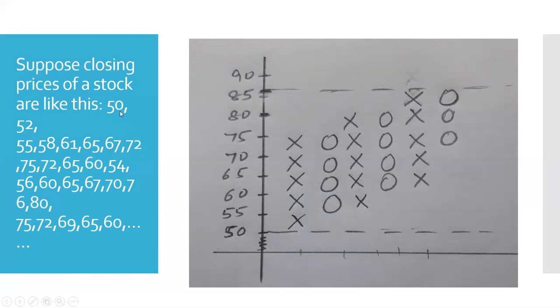The first price is 50. The price moves to 52. It will not be depicted on the chart. When the price goes to 55, then one cross is put between 50 to 55. Then for 58, no recording. When it goes to 61, another cross between 55 to 60 will be depicted. One is to be ignored. Then when it reaches 65, another cross is there. 67, not to be recorded. When it reaches 72, you will put one cross between 65 to 70. Then for 75, another cross is there.